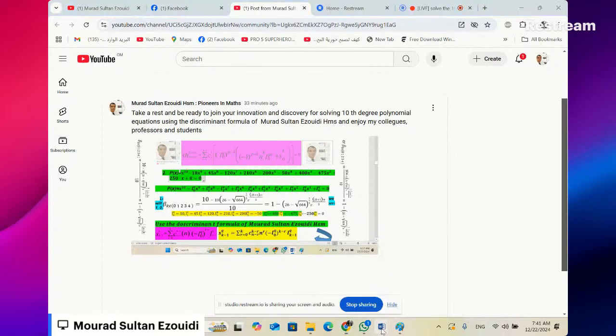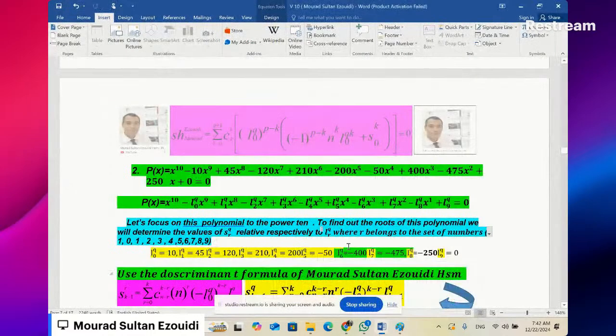So here we have our function to the power 10. P of x equals x to the power 10 minus 10 x to the power 9 plus 45 x to the power 8 minus 120 x to the power 7 plus 210 x to the power 6 minus 200 x to the power 5 minus 50 x to the power 4 plus 400 x cubed minus 475 x squared plus 250 x plus 0. This means the last term here is 0.